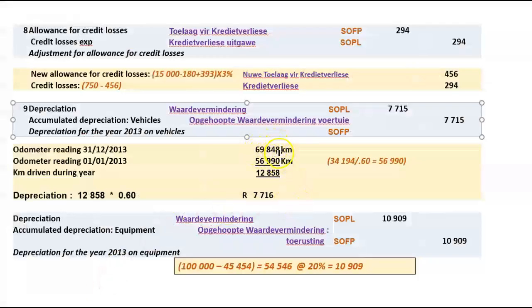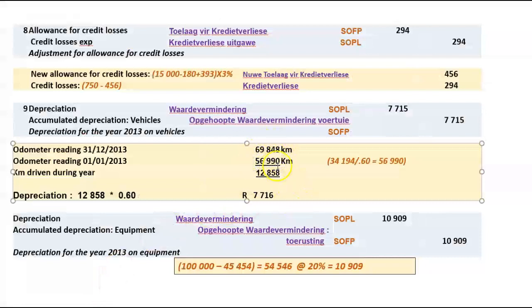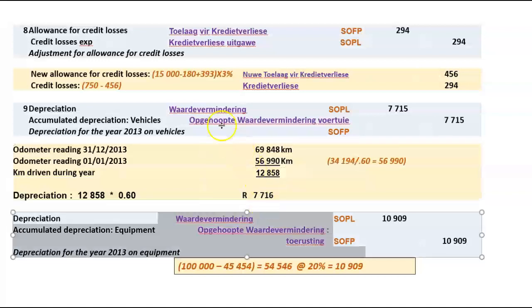So there was our odometer reading at the end of the year. Here was our odometer reading at the beginning of the year. So we've traveled 12,858 kilometers in the current year. Now 12,858 multiplied by the 60 cents per kilometer gives us a total depreciation charge of 7,716.